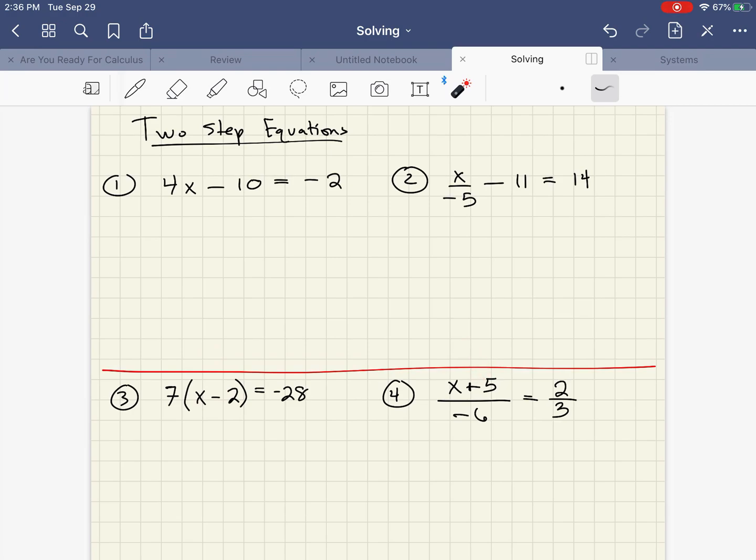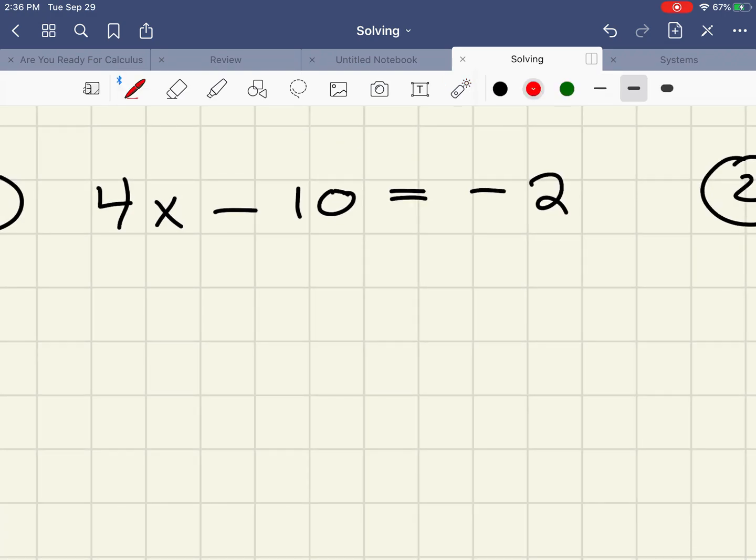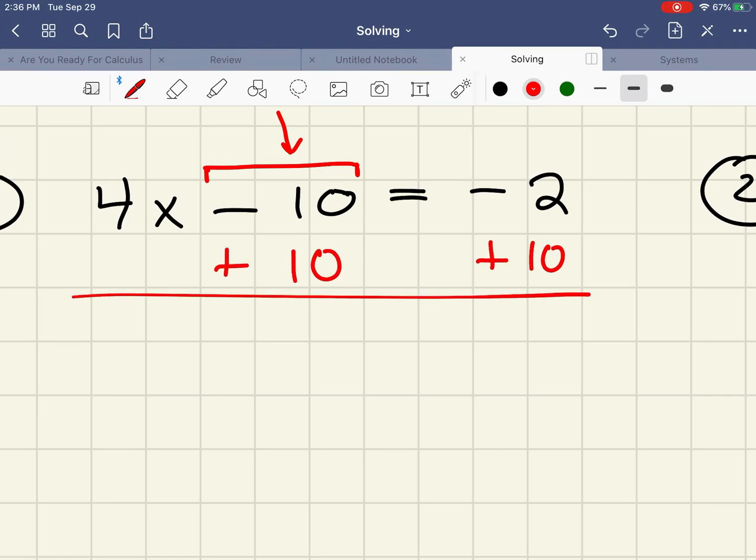Here, you don't want to deal with the variable until you deal with the constant term out here. So we're going to get rid of the constant first, unless there's a parenthesis or a grouping symbol. Looking at the first problem, we're going to get rid of this -10 first by adding 10. So this is the step, and here are the results. I like to write the step and the results every time. It keeps an organized sequential system.